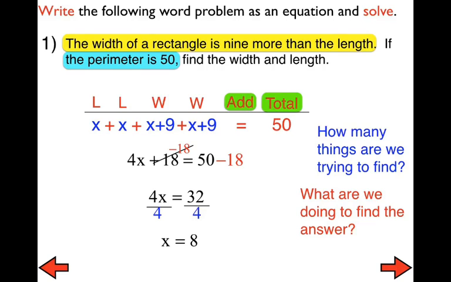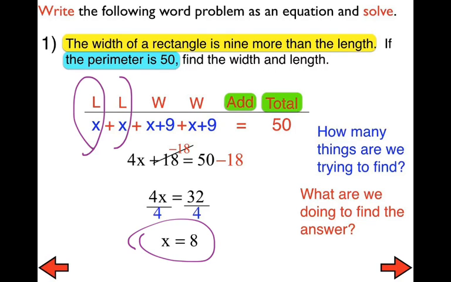x equals 8. And much like yesterday, we need to figure out what that x equals 8 represents. X equals 8 represents the length. And here's how I know that. If I look up in my setup, L, or length, is represented by x. So that means that the length is x, which means that the length is 8. And then the width, as we can see, is 9 more than that. So 8 plus 9 is 17. So that means that the length is 8 and the width is 17.